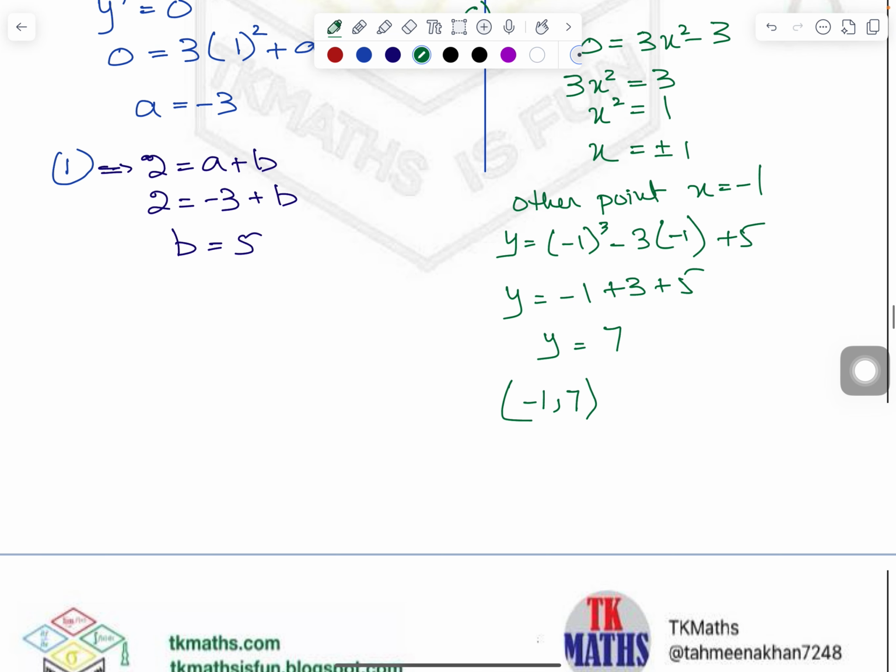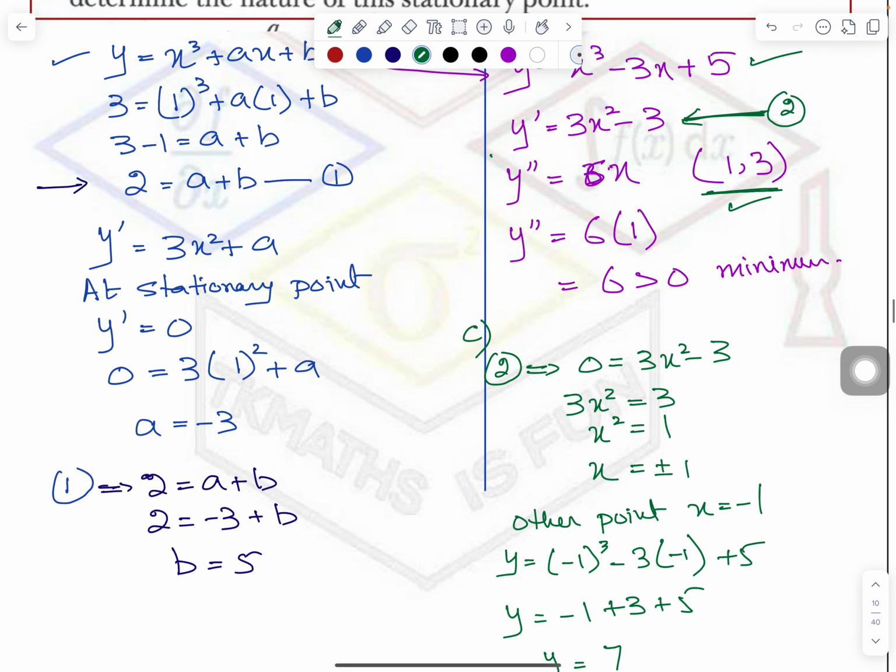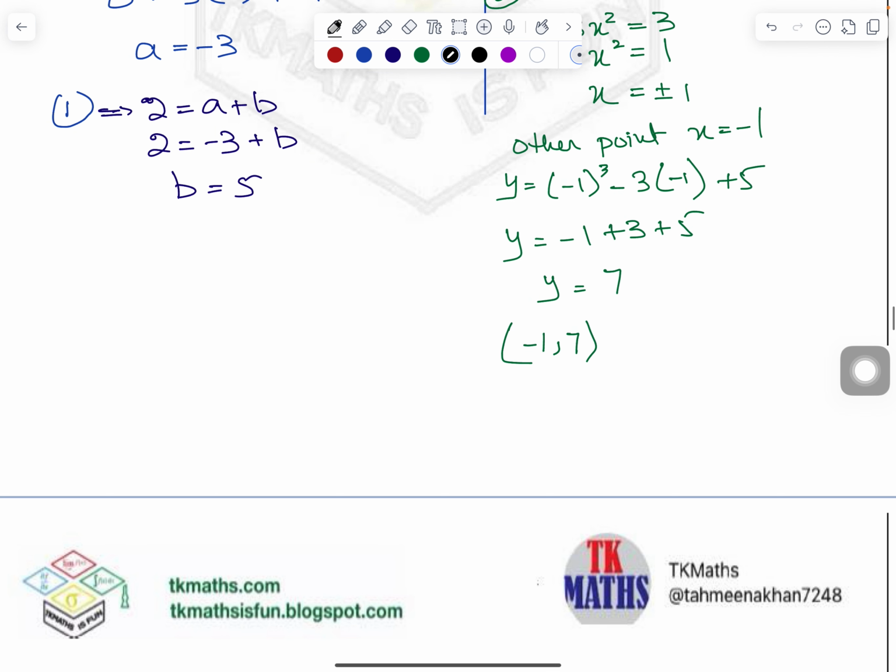I have to find out the nature at this point also. So what will I do? Where is the double derivative? Here is the double derivative. In this function, I will substitute the value of x. So we have already calculated it. It's 6x. So this value of x, I will substitute in it. And I will see whether the answer is plus or minus. The answer is minus, less than 0. It means it is a maximum here.